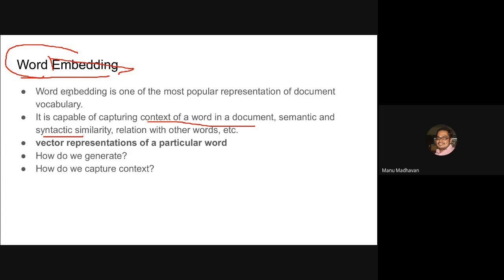So generally we can say word representation of a particular word means getting a vector representation of a word. So word embedding is how distributional semantics can be represented as a vector. Word vector, word2vec, GloVe, there are many approaches. So how do we generate the word vector, and how can we capture the context? These are the two questions to solve the issue.